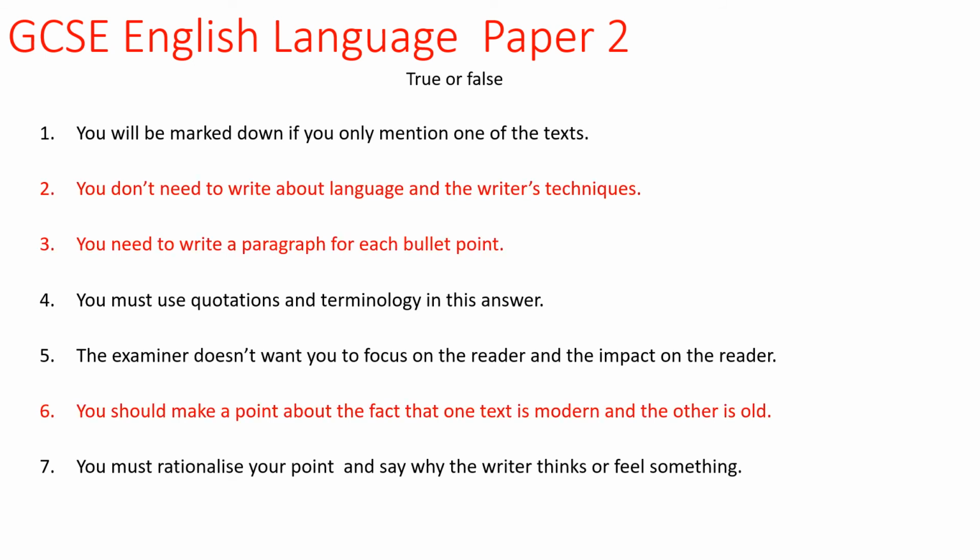So let's go through the answers then. So number one, you will be marked down if you only mention one of the texts. That's true. Okay, your mark is capped. You can't get over a certain mark if you only mention one text, and it limits you completely. You cannot get in the top band in terms of marks for this question if you only mention one of the texts. Number two, you don't need to write about language and the writer's techniques. That's false. You do need to write about the language and writer's technique. However, what you do need to do is start with ideas first and the writer's thoughts and feelings.